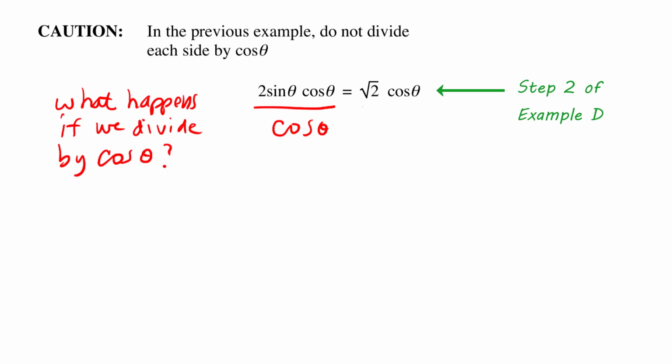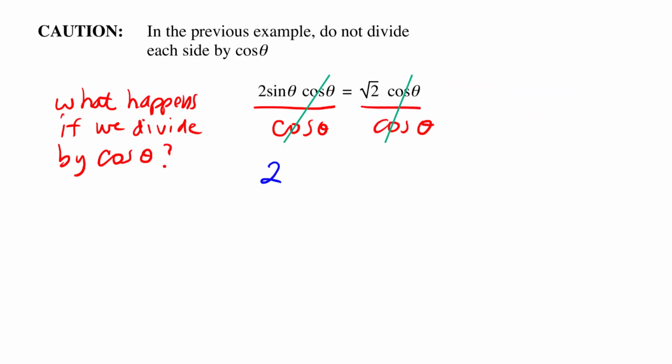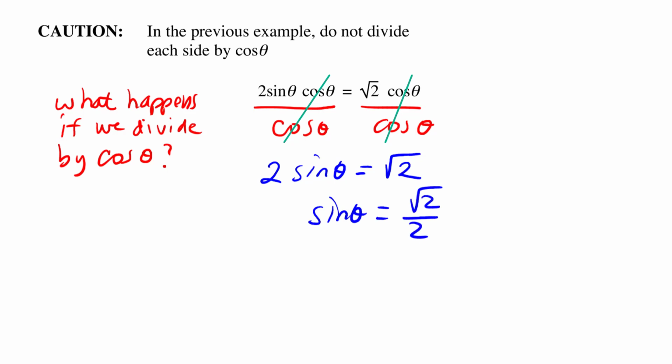Divide each side by cosine theta, and they cancel on each side. We're left with just 2 sine theta equals square root of 2. Dividing by 2, sine theta equals square root of 2 over 2. And that gives us values of 45 degrees and 135 degrees.